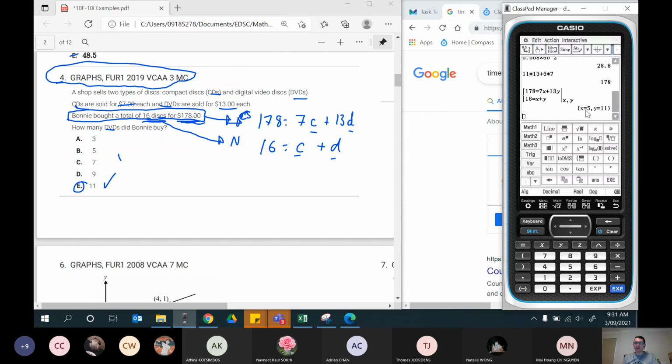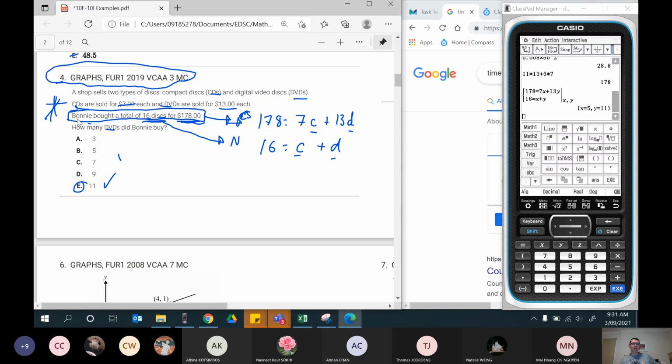So there you can see that I bought 5 of x, and in this case, we're saying x is the CD, and y was the DVD. So I bought 11 of those DVDs, and that's the other way you can do it. Yeah, annoying. So that one's a really good example for you guys with simultaneous equations.